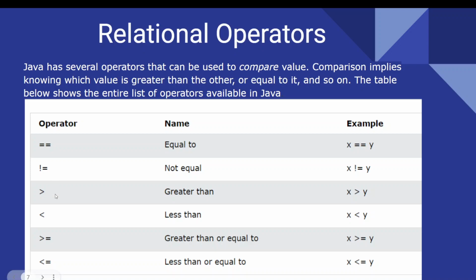Next we have greater than. This checks whether the first operand is greater than the second operand and returns true. Similarly, for the less than operator, this checks whether the first operand is less than the second operand and returns false. And greater than or equal to: this checks whether the first operand is greater than or equal to the second operand and returns true. And similarly for less than or equal to, this checks whether the first operand is less than or equal to the second operand. So now let's see the example in Eclipse.